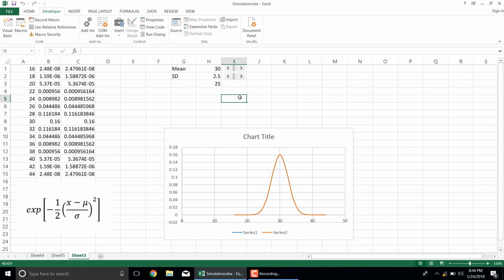We can do this for any dataset we have. We can check if it does follow the normal distribution or it doesn't, and we can find the mean and the standard deviation of the dataset by fitting a curve.